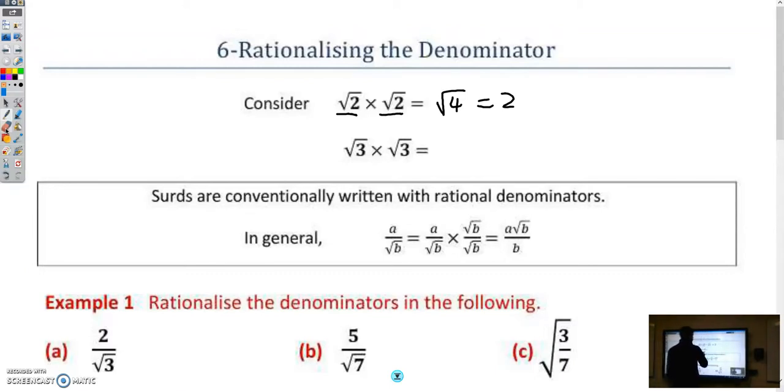Root 3 times root 3, if we take the extra step, comes out as the square root of 9, which simplifies down to 3. So root 3 times root 3 equals 3. This is very useful for when we want to try and remove a surd.